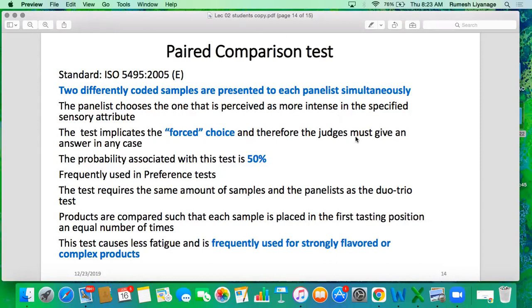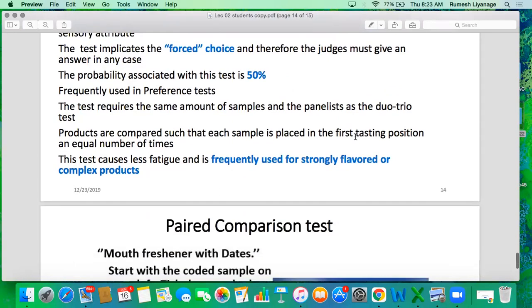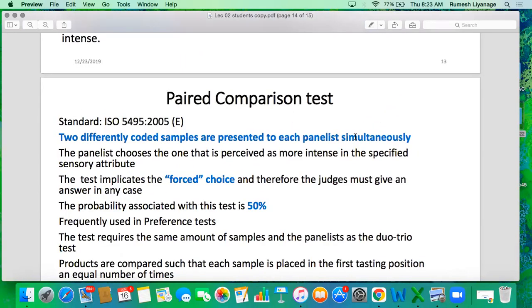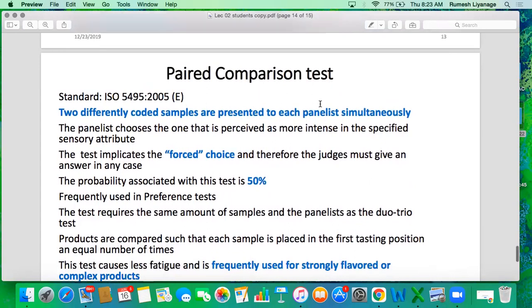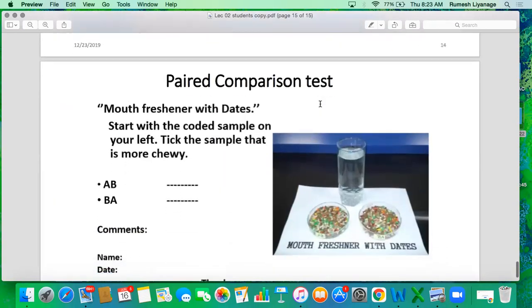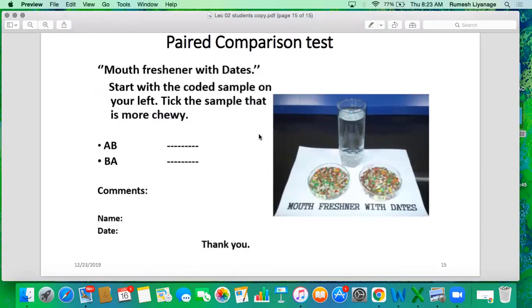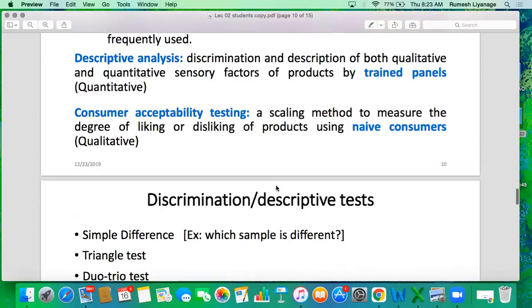Okay? Then the probability is 50%. So we have discussed 3 methods. And here you can see how it is conducted. Mouth freshness with dates. Right? These are the examples. Start with the coded samples from the left. Pick the sample that is most chewy. This is a paired comparison test. Got it?